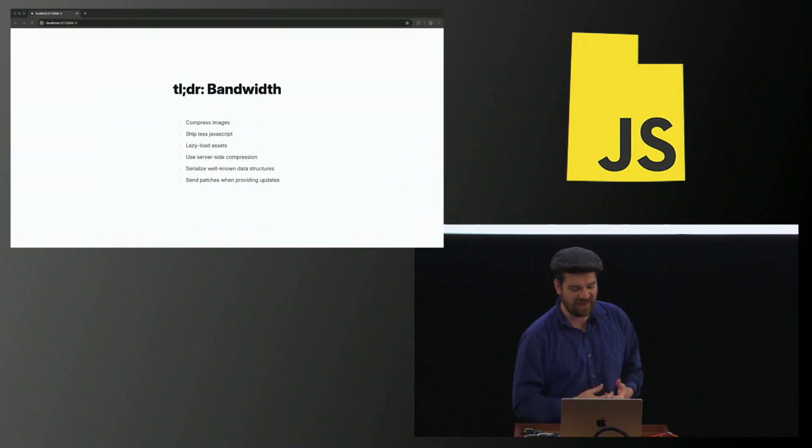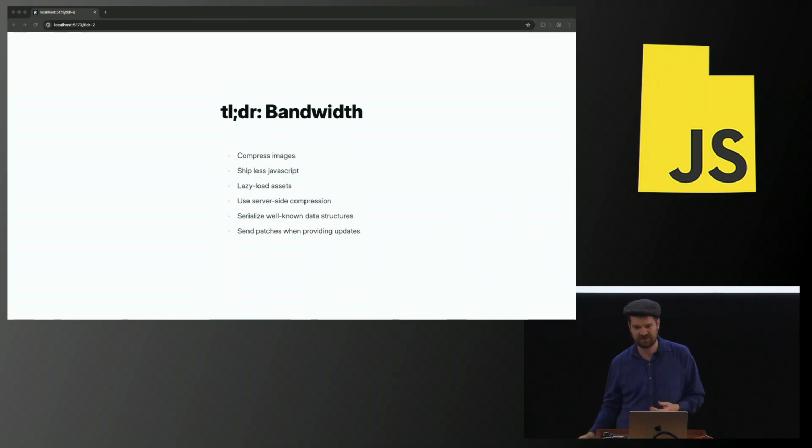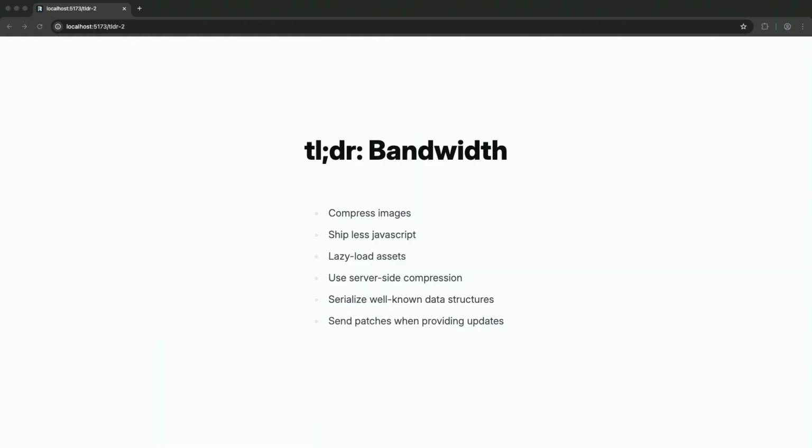And then to improve bandwidth, send less stuff. So compress your images, ship less JavaScript, do lazy loading, code splitting, tree shaking, all of that stuff. Use server-side compression. Broadly, for regular assets, you can use something called MessagePack to compress your JSON data into a binary string. And if your data is a well-known structure, you can compress it even further using binary serialization, which Tyler Benfield actually talked about earlier today, which is really cool. And that can give you even smaller packet sizes. And finally, if you can, see if you can send patches of data instead of the whole packet of data when you're sending updates.